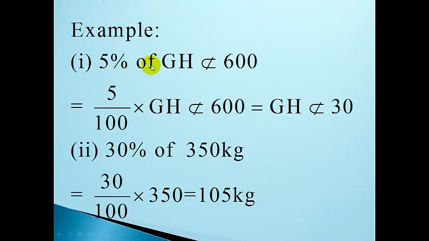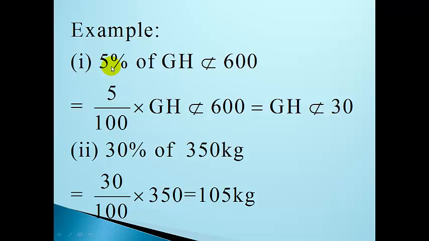Example, 5% of 600 Ghana cedis will be equal to 5 divided by 100 times 600 Ghana cedis. Now 100 goes into 600 6 times, and so 6 times 5 is equal to 30. Therefore, 5% of 600 Ghana cedis is equal to 30 cedis.